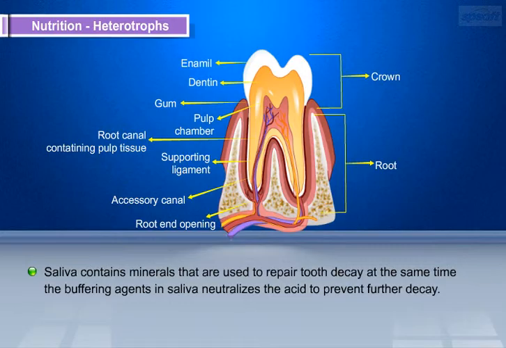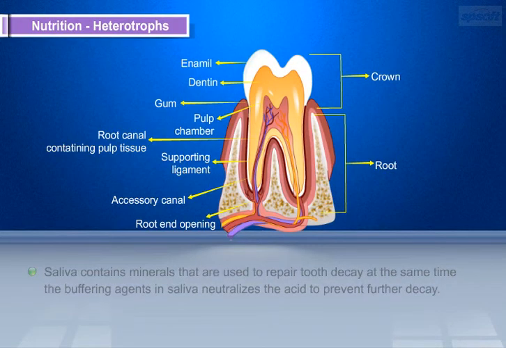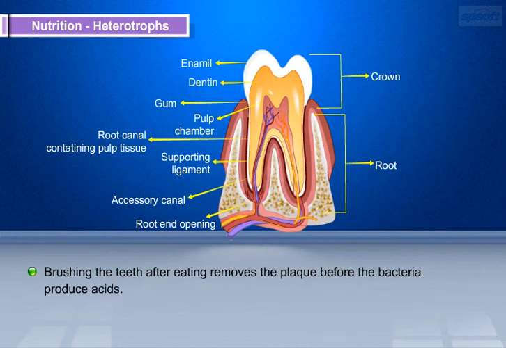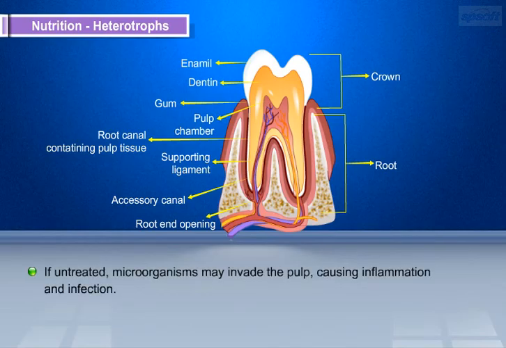Saliva contains minerals that are used to repair tooth decay. At the same time, the buffering agents in saliva neutralize the acid to prevent further decay. Brushing the teeth after eating removes the plaque before the bacteria produce acids. If untreated, microorganisms may invade the pulp, causing inflammation and infection.